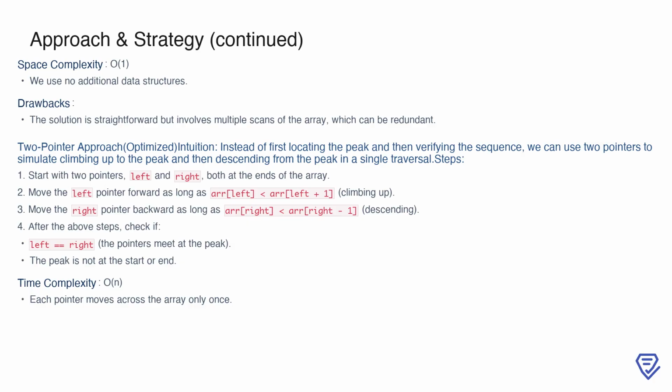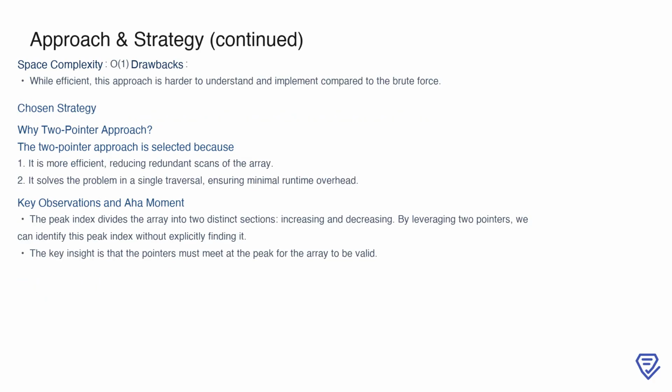At the end, we confirm that the pointers meet at the same index, which represents the peak, and that this peak is not at the start or the end of the array. This approach also runs in O(n) time since each pointer traverses the array only once. The two-pointer approach is equally space-efficient, with a space complexity of O(1), as no additional data structures are used.